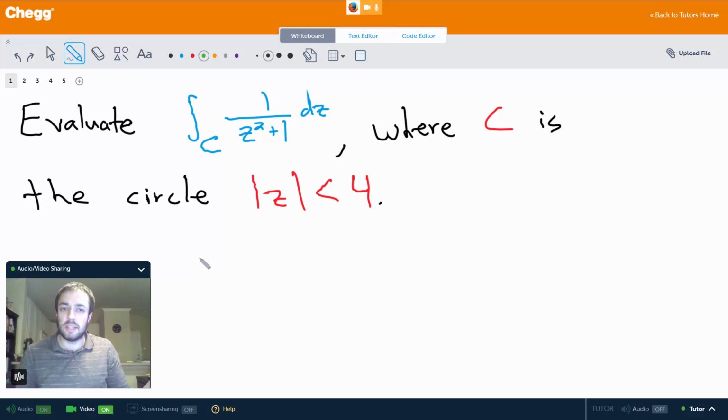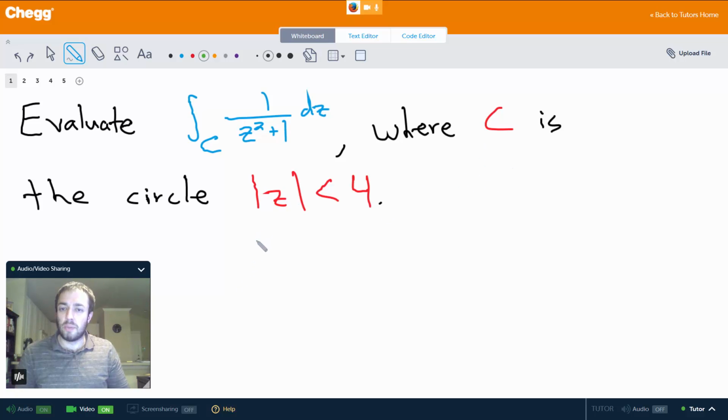I mostly do math and a little bit of computer science, and in this video we're going to do an example of using the residue theorem. So here we want to evaluate the integral over C of 1 over z squared plus 1 dz, where C is the circle, the modulus of z is less than 4. So essentially this is the circle in the complex plane that's centered at the origin and has radius 4. Okay, so we're looking at the interior of that circle.